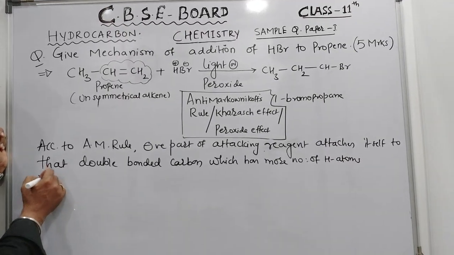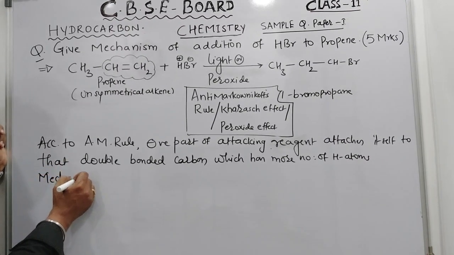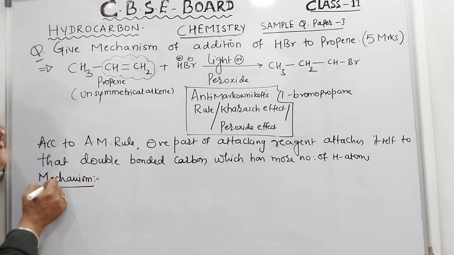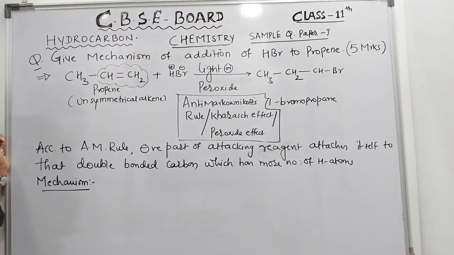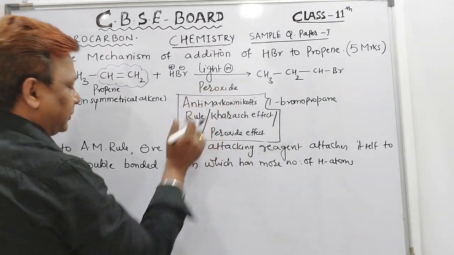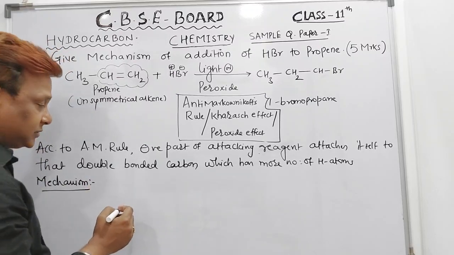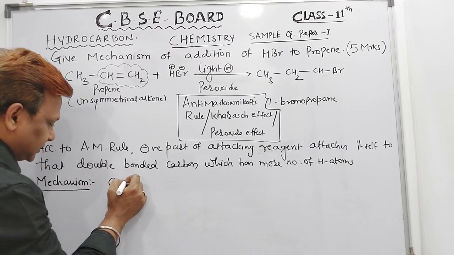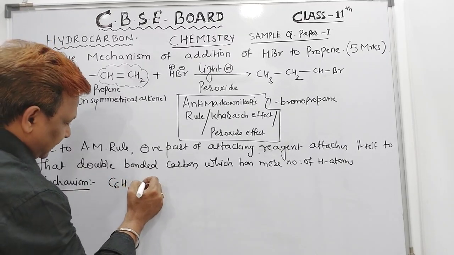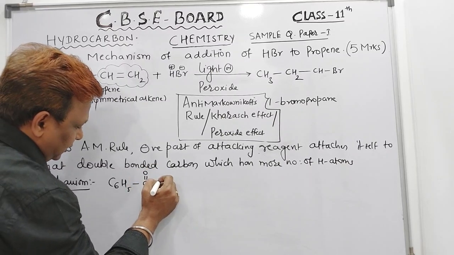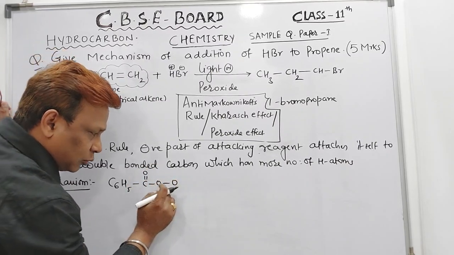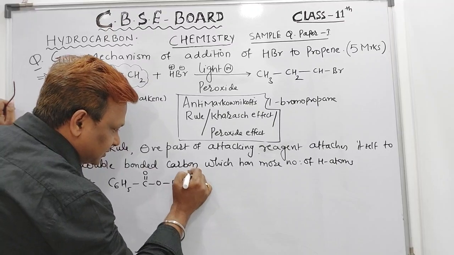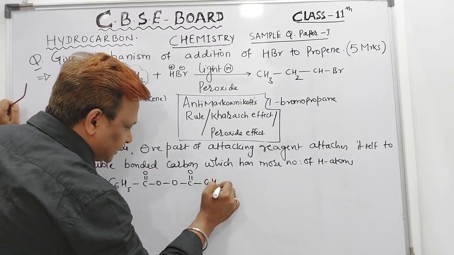But what is the mechanism behind it? See here, the mechanism behind it. It will take place in presence of peroxide, and here we are using benzoyl peroxide. See what is benzoyl peroxide? C6H5, C double bond O, and this is a peroxy bond, O linked with O called a peroxy bond, C double bond O, C6H5.